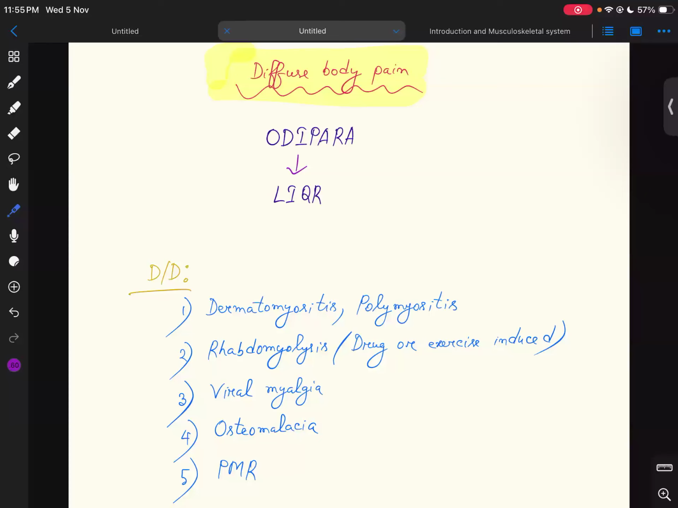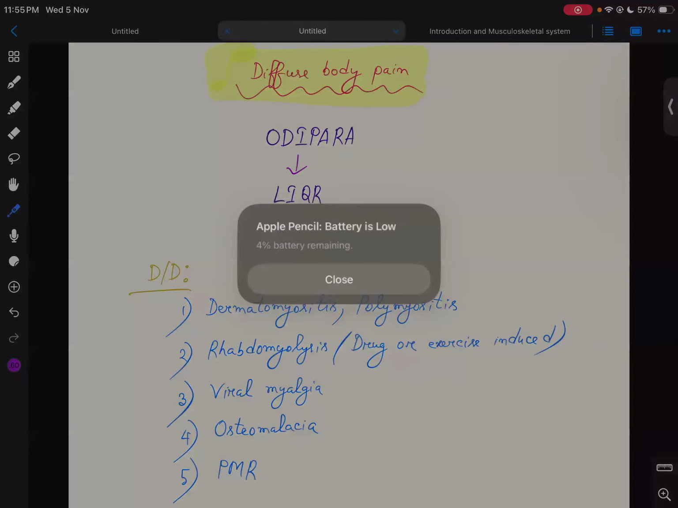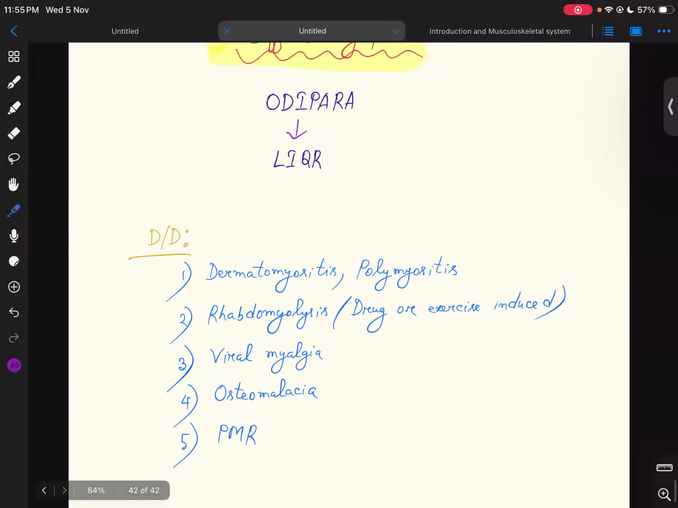Some candidates are thinking of some rare diagnosis like McArdle's disease with myoglobinuria or something like that. But for sure, that will never be given in the PACES exam. In the PACES exam, you will get simple cases like dermatomyositis and polymyositis. You have to rule out rhabdomyolysis.